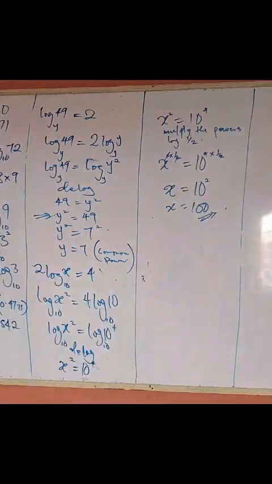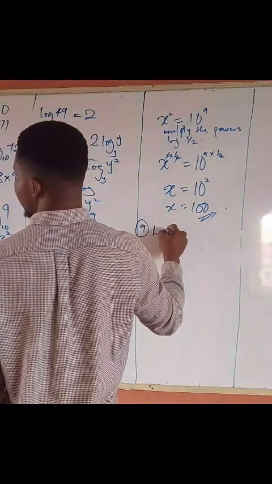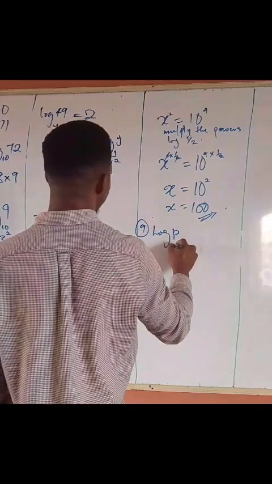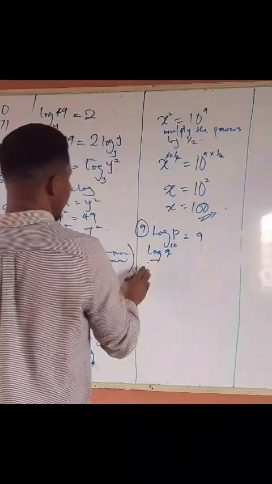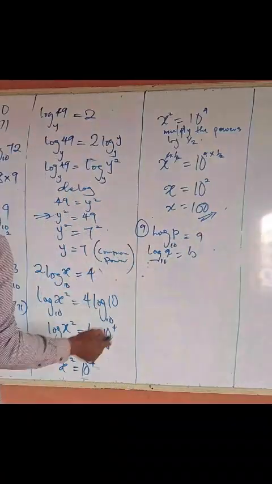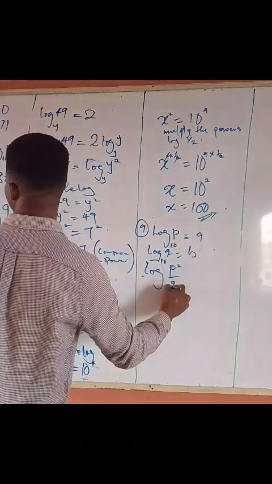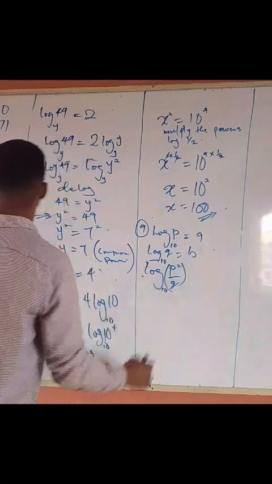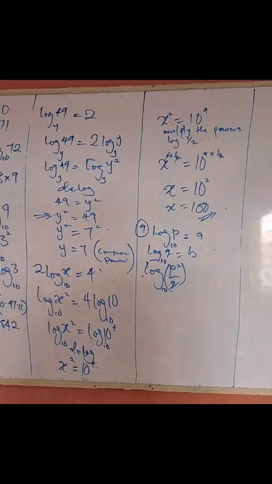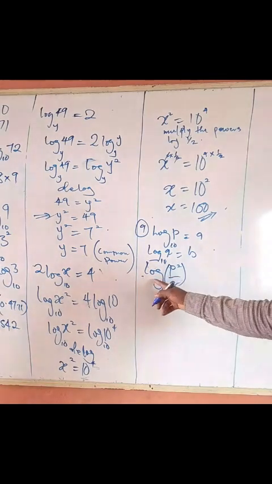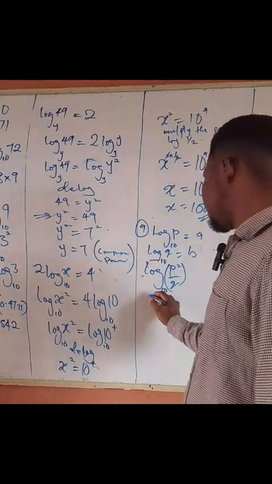Number 9 says: log p to base 10 is a, and log q to base 10 is b. So the thing to do is to express log p squared over q to base 10 in terms of a and b. So now, what you do is just break this one down, so that you can represent a and b inside.